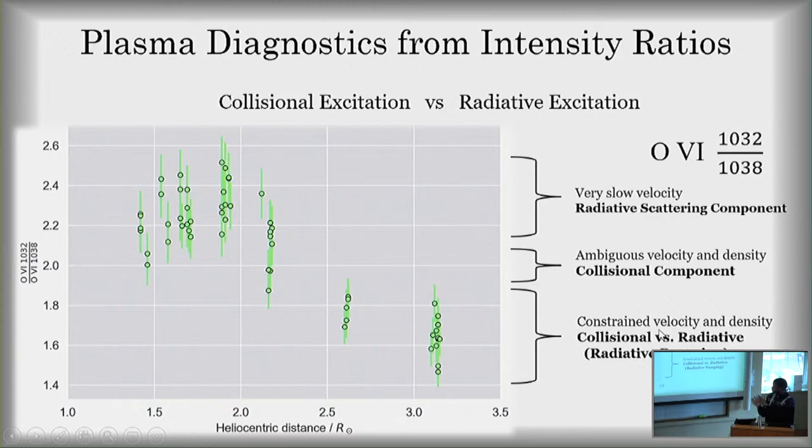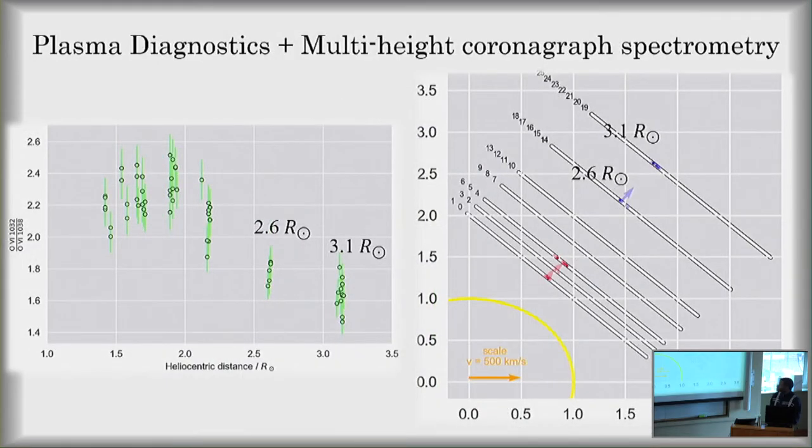And this is a nice sweet spot because it means that we can constrain both the velocity and the density. And the velocity doesn't have to be very slow in this case. It can be very fast. It can be 1,000 kilometers per second. And this is because the collisional and radiative components are sort of balancing each other out. And this is due to a process called radiative pumping. For the sake of time, I won't go into the details of that, but if you want to know more, we can talk about it later.